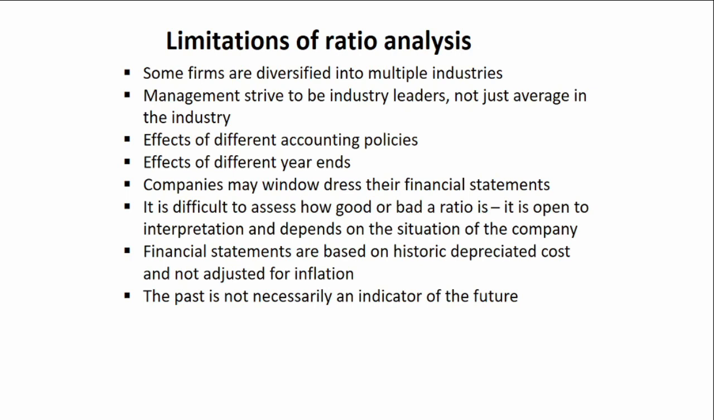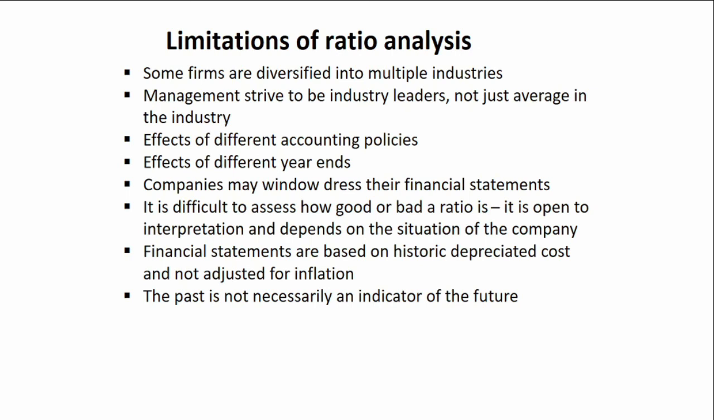Another limitation would be that management strives to be industry leaders, not just average in the industry. So if we look at the second limitation, we'll see that management strive often to be industry leaders, and they don't just want to be average in the industry. So in many instances, they would compare their results with the leading companies, which would make their ratios look very bad. If we have a person who owns a grocery shop, and he is comparing his results to Spar and Checkers or Pick n Pay, which are industry leaders, then it would automatically make his ratios maybe seem not as good.